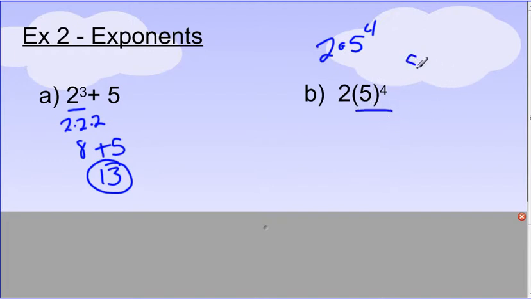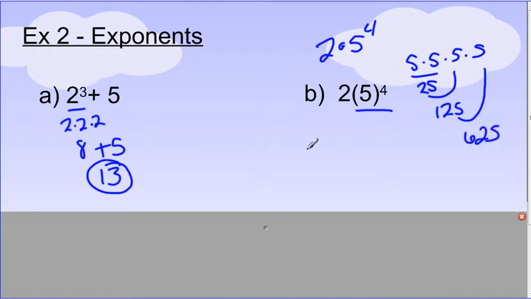So 5 times 5 times 5 times 5. 5 times 5 is 25. 25 times 5 is 125. 125 times 5, I know it off the top of my head, is 625. 5 times 5 is 25. 5 times 2 is 10, 11, 12. Carry the 1. 5 times 1 is 5, plus 1 is 6. Still get 625.